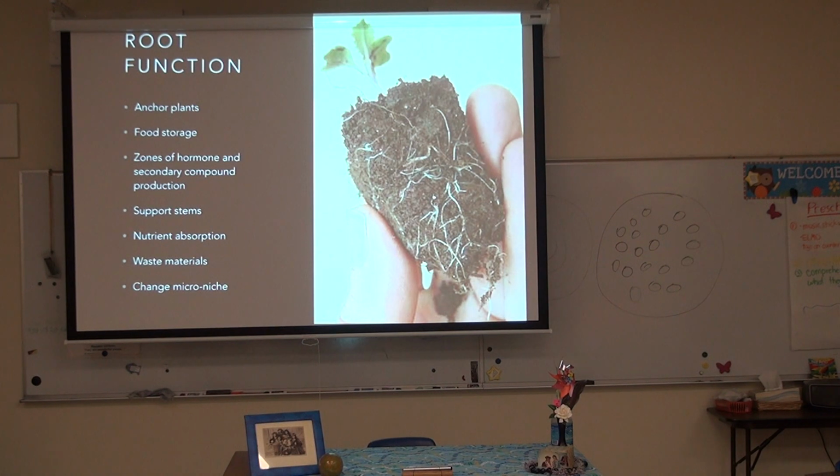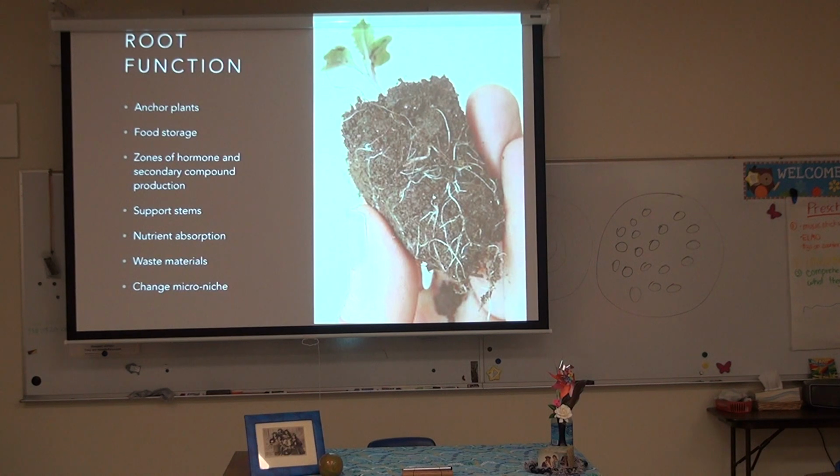They can also support stems, like in corn. Look at corn. There's no woodiness to it, but it stands straight up out of the ground. If you look at the roots, it's because the roots come out in a certain way that support the base of the plant. Of course, nutrient absorption, as we all know. The expelling of waste materials. We touched on this on soil fertility.